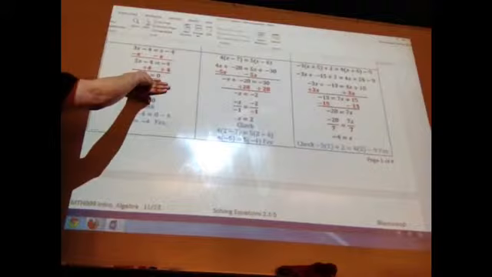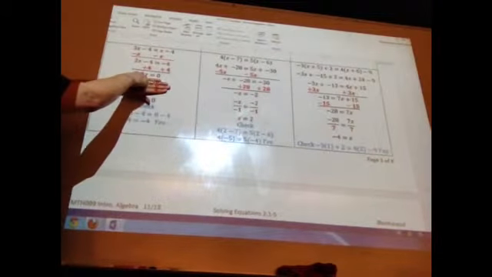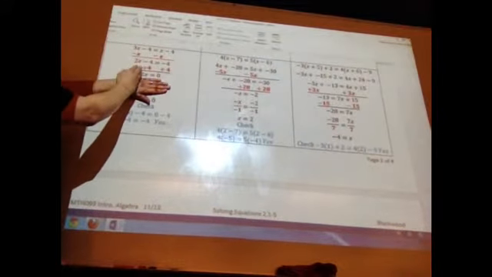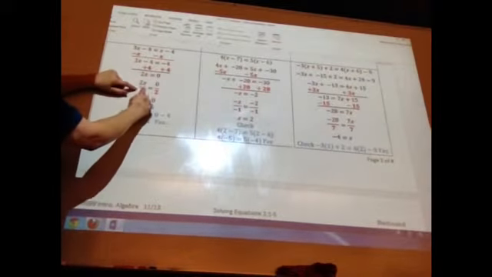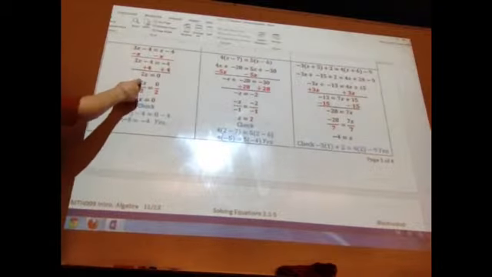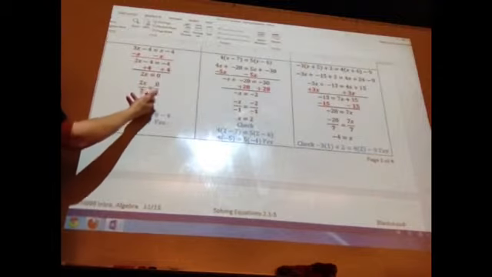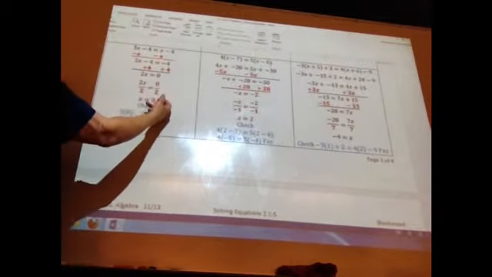So coefficient times variable, the 2 is multiplied by the x. So to undo multiplication, I use division. So I'm going to need to divide by 2. Whatever I do on one side, I must do on the other side of the equal sign. So 2x divided by 2 equals 0 divided by 2. The 2's cancel themselves out, become 1, divide each other out, become 1x, which is just x, equals 0 divided by 2.